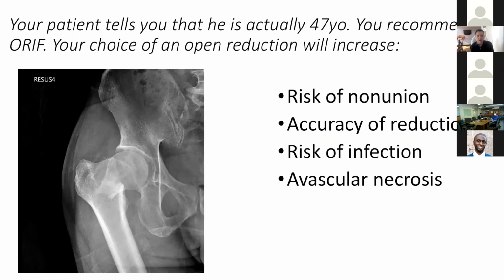So your patient tells you now, this is the same vertical shear patient, that he's actually 47 years old. And you therefore recommend the open reduction internal fixation. Your choice of an open reduction will increase your patient's what? His risk of non-union, your accuracy of reduction, his risk of infection, or his risk of avascular necrosis. And I am going to launch a poll while you're thinking about this.